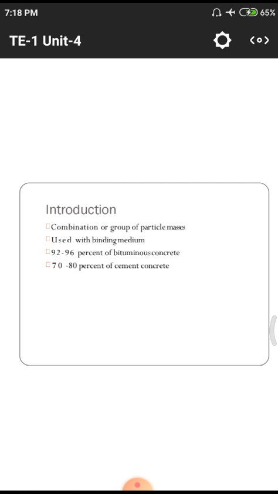So we have to observe what is the combination of the particles. Is it a single homogeneous particle or heterogeneous particles? All those things we have to observe.